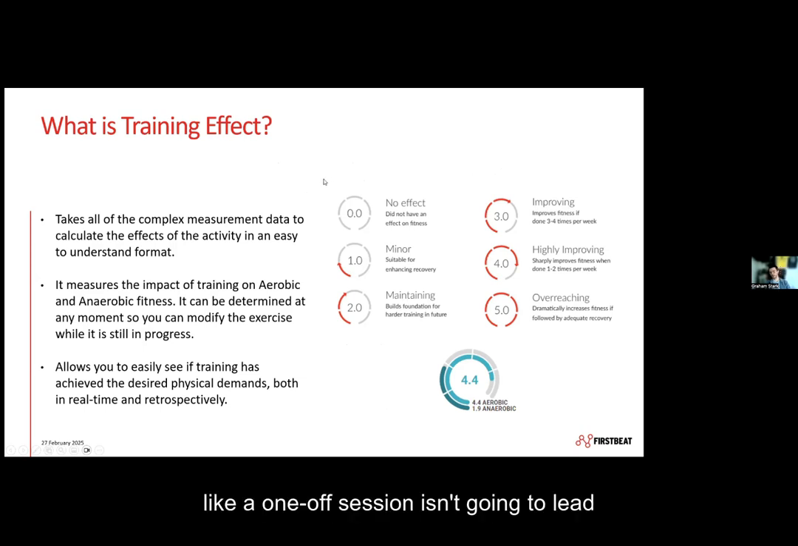A one-off session isn't going to lead to overreaching, but if you're continually getting values of 5 or very high 4s, then you might be at greater risk of getting into an overreaching state. So don't worry too much about the fact that a rating of 5 is called overreaching. It just means it's a really hard session in a one-off context. But if it was done repeatedly, then it might lead to some overreaching type impacts.